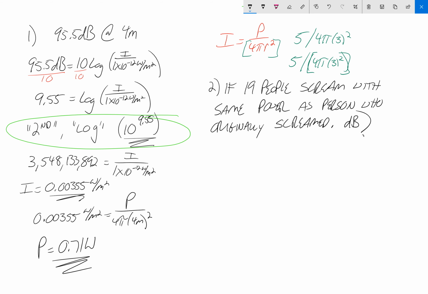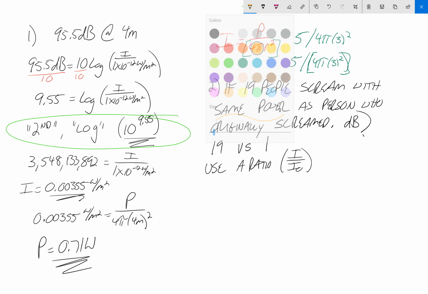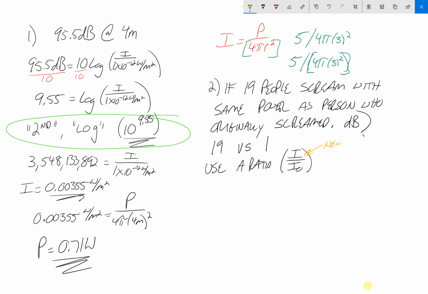So it's not a multiplication thing. But when you see a question like this where it says, what would your new decibel level be? It's asking you to compare what happens if there's 19 people making a noise versus 1. So when you see this question, you want to use a ratio of I to I naught. Think of this as your new intensity versus your old intensity. Don't think of it as 1 times 10 to the negative 12.